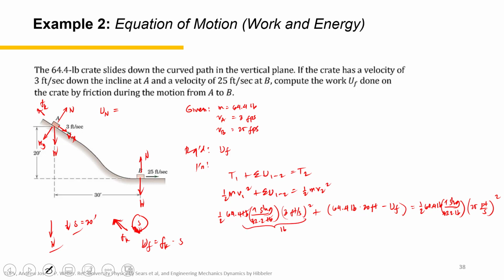Okay, so slug feet per second squared, that would result to pound force, and of course there would be extra feet because of feet squared, which is of course consistent with the foot-pound in the work. So finally, let's solve for the U sub F. The U sub F is equal to 672 foot-pound.